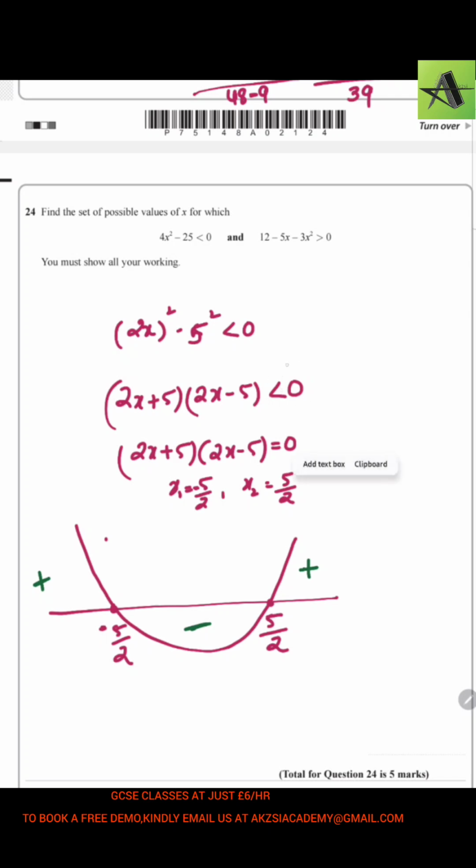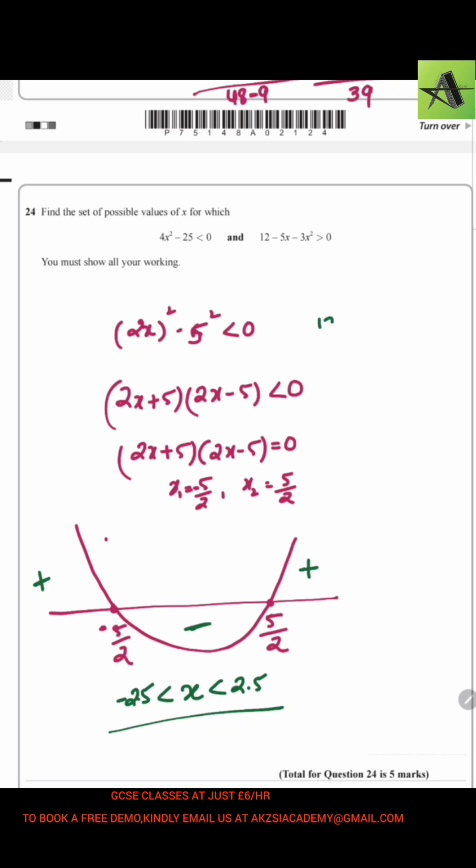So this is less than 0, which means I need to focus on the negative zone. My inequality is all those values of x lying between negative 5 over 2 and positive 5 over 2, which can be written as x greater than negative 2.5 and less than positive 2.5. This is my first inequality. Let me focus on the second one.